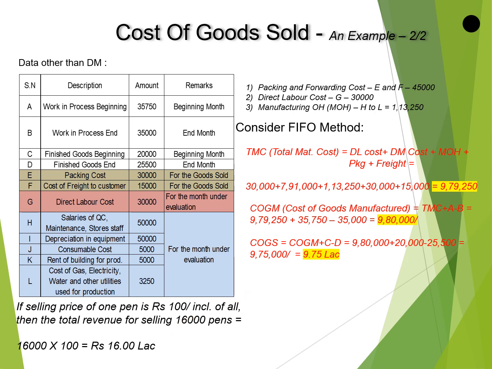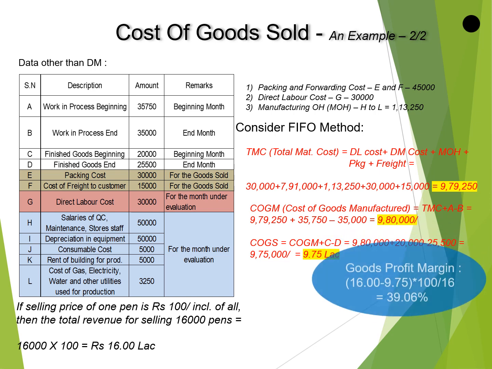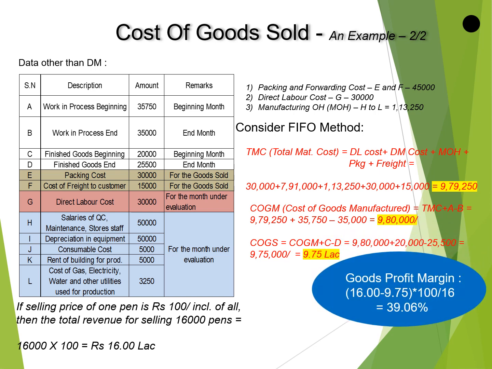Now we can calculate the gross profit and gross profit margin also. So the gross profit margin here would be 16 lakh minus 9.75 multiplied by 100 divided by 16 total. 39.06% was the gross profit margin. I hope I'm clear. And the gross profit, very simple, revenue minus the COGS. 16 lakh minus 9.75, that is 6.25 shall be our gross profit.